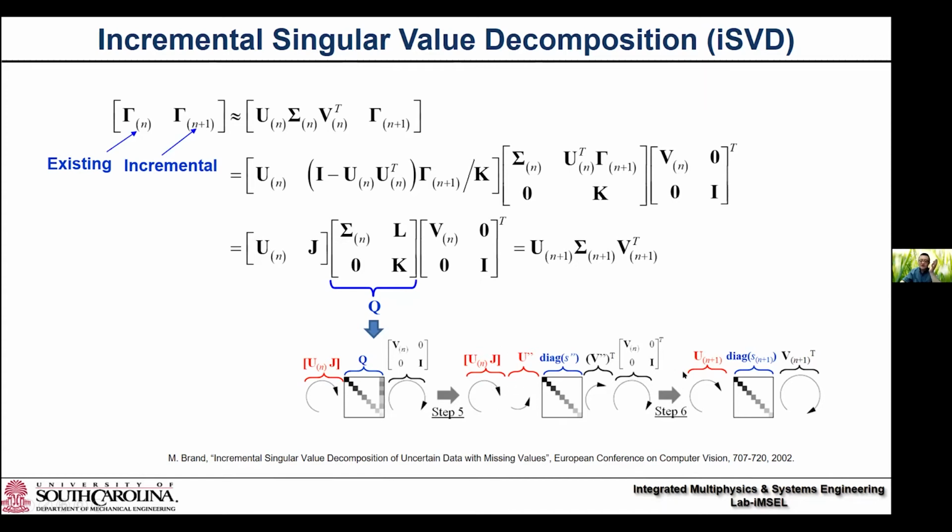By doing this, you will find that eventually we will have this U n+1, and this sigma matrix, and also this V n+1 matrix. This U n+1 is orthogonal. V n+1 is also orthogonal. And now in the middle I have this diagonal sigma matrix. That's exactly what I want. That is basically the singular value decomposition of the combined data.